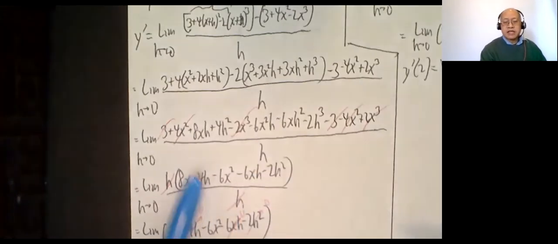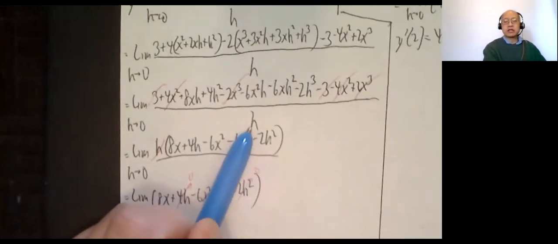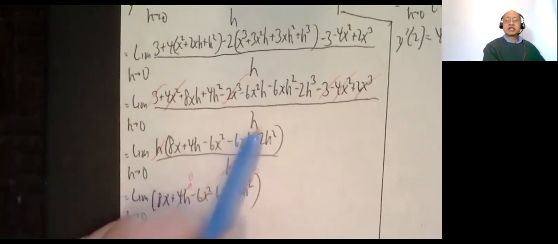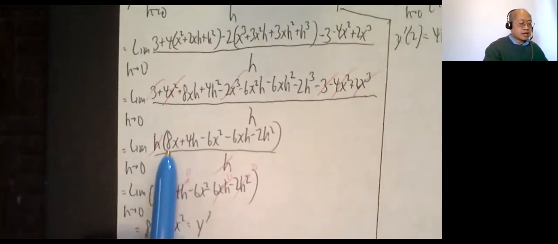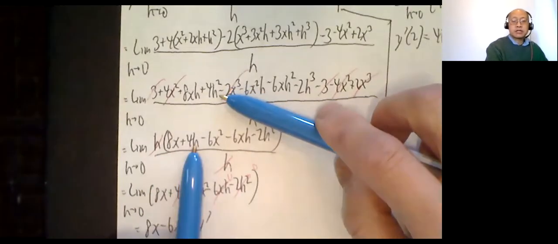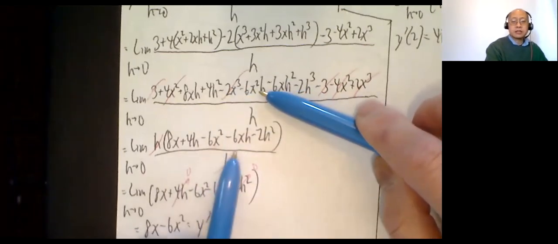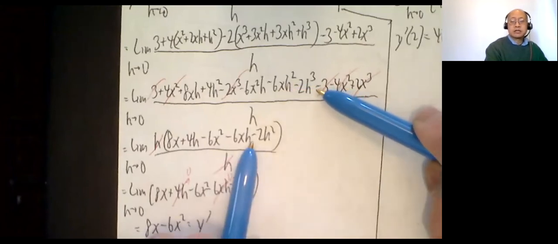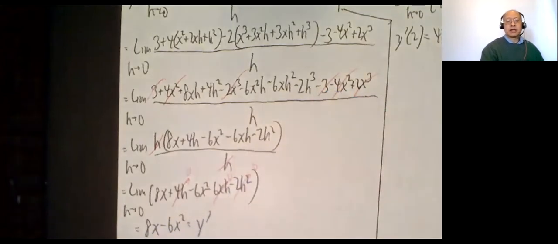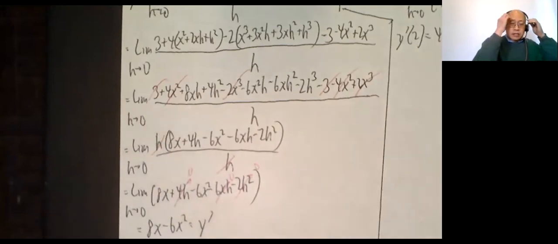Okay. And by the way, you might say they have a factor of 2. That may or may not be true. It's irrelevant. I don't really care about the 2 right now because the 2 is not going to cancel. The main thing is to cancel the h on the bottom. So I'm only going to factor out the h. H parentheses 8x plus 4h minus 6x squared, taking out the h, minus 6xh minus 2h squared, all over h. And there it is. Now the h's cancel.